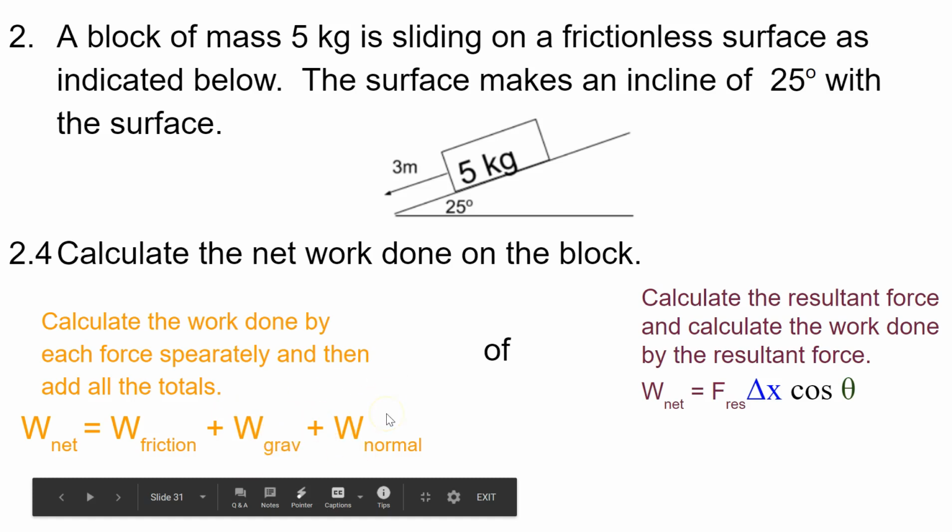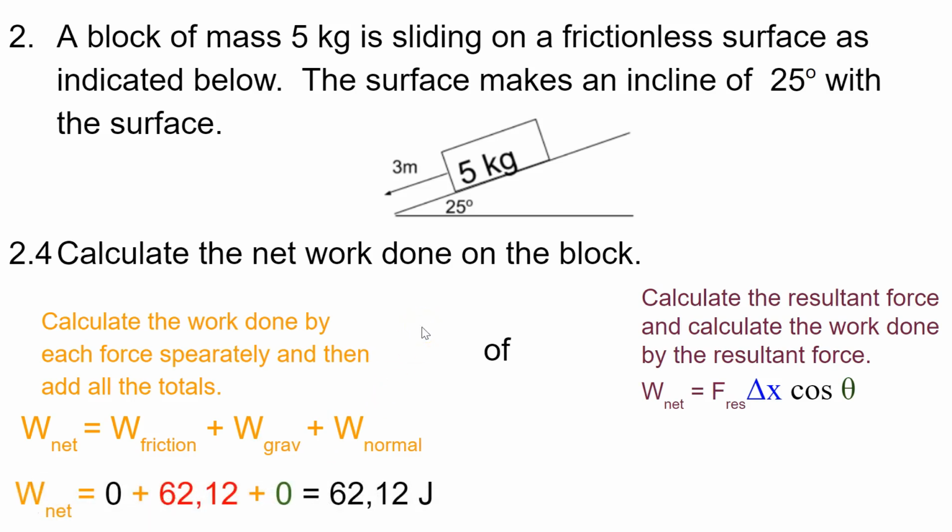And we know that the work done by the normal force is equal to 0. So this becomes a very easy sum where we just have 0 plus 62.12 plus 0, which gives me 62.12 joule.